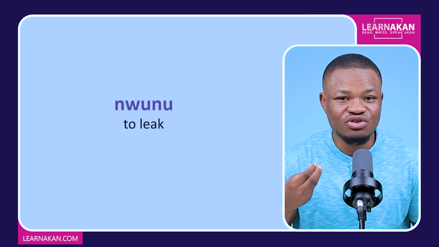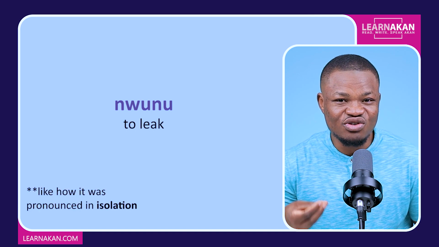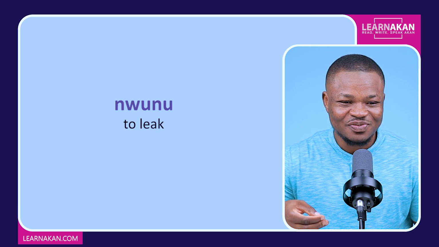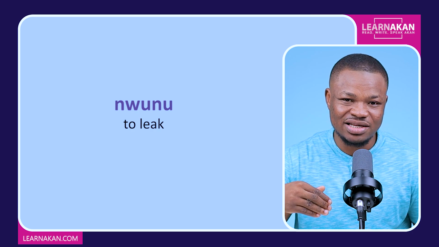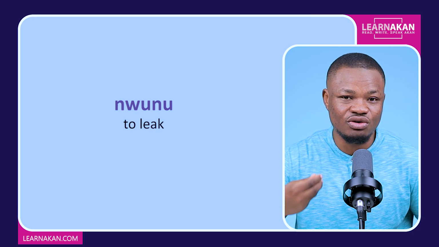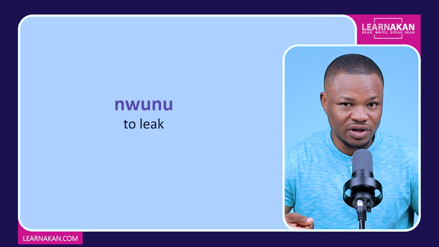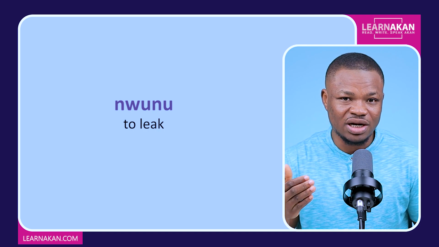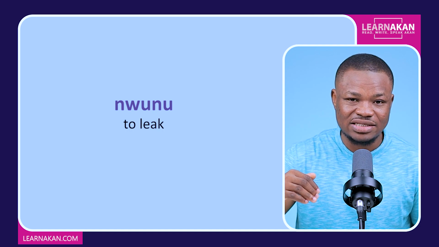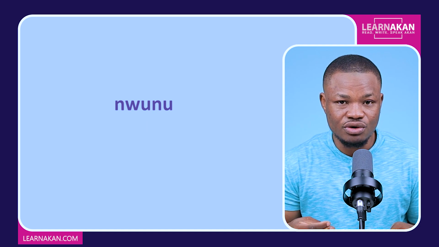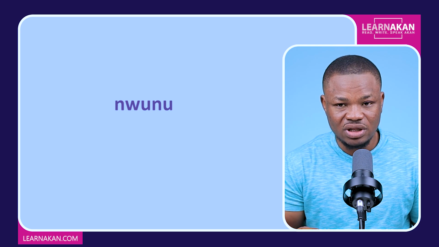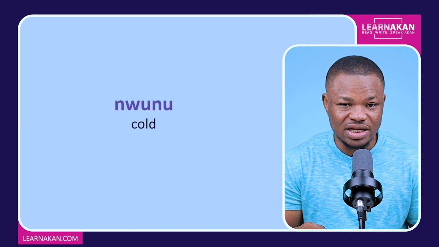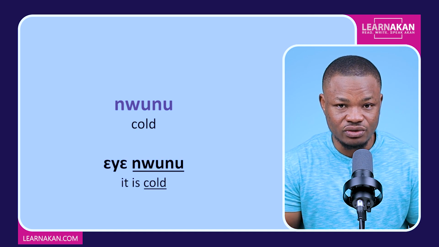Next, we have nyunu. The tone with which I say this is on the higher side. So I say nyunu, for the action verb to leak. But if I bring the tone down and I say nyuno, that is cold. When an object or something is cold, we say nyuno, it is cold.